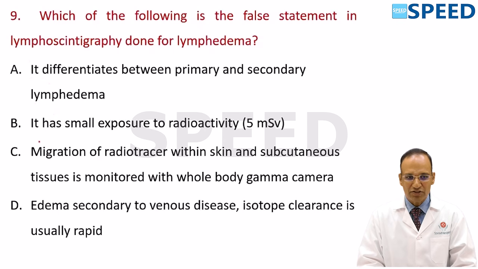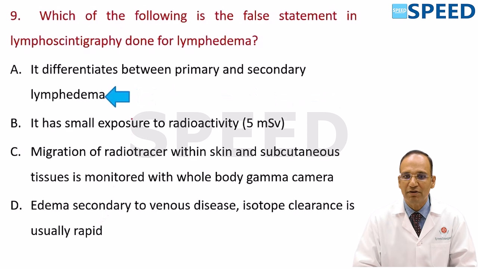Now, there are various options which are available to differentiate between primary and secondary lymphedema. It has a small exposure of radioactivity, migration of a radiotracer within the skin and the subcutaneous tissues, monitored with a whole body gamma camera. Edema secondary to venous disease, or isotope clearance, is usually rapid. Try to understand. The answer is option A, because if you want to differentiate between primary and secondary lymphedema, you need to do a lymphangiography, not lymphoscintigraphy.